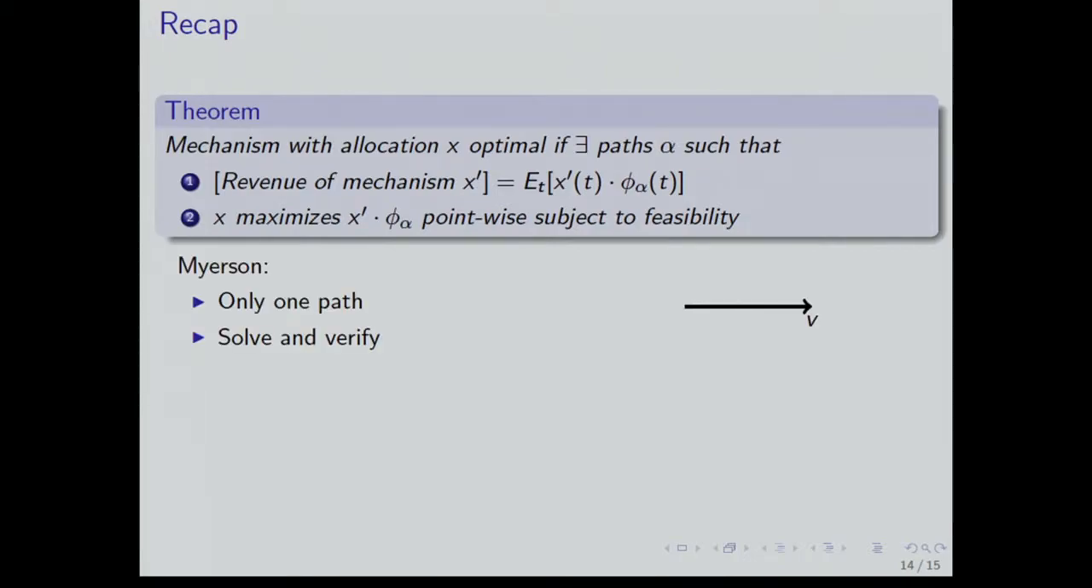Marcin actually does this too. The reason the derivation becomes simpler in this case is that there's only one choice of paths, so you just integrate by parts and then verify whether what you get is incentive compatible or not. There's no choice of paths.